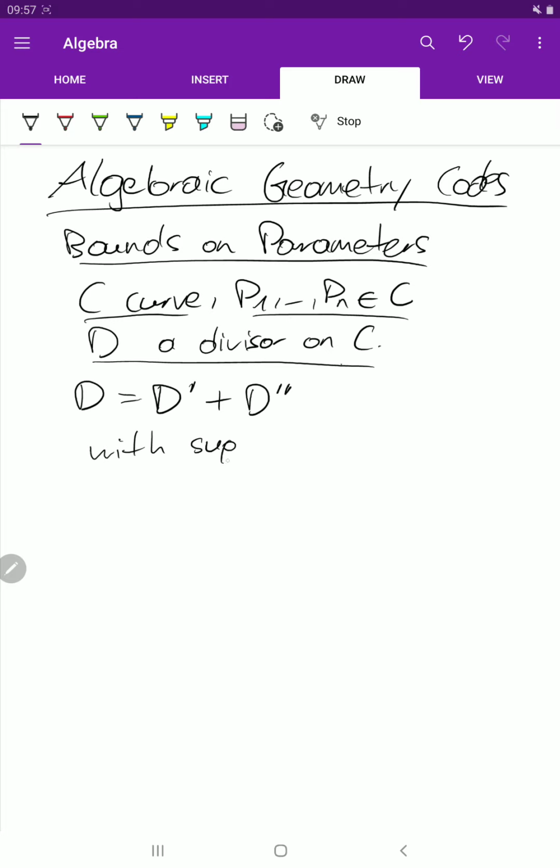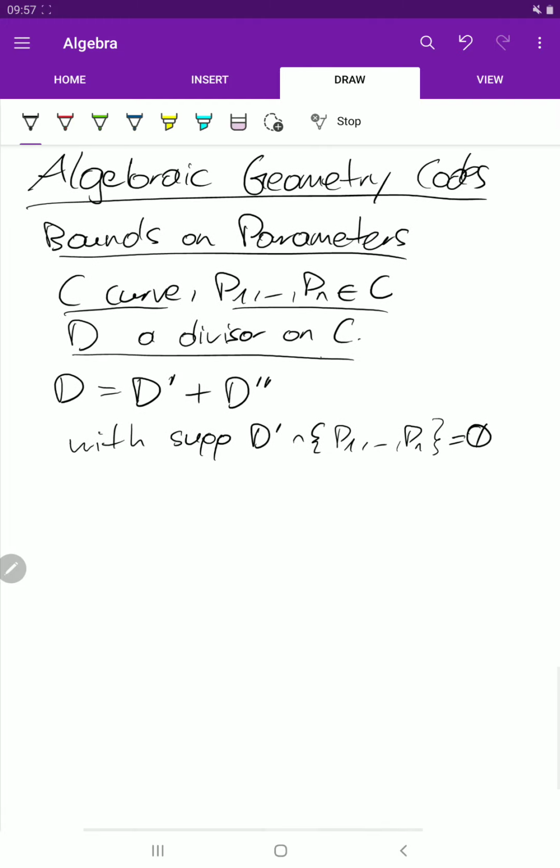we want that the support of D prime is disjoint from the points we've chosen before. These points are the ones where we're going to evaluate the functions. So we'll evaluate them on these points. And the second one is just some sum of b_i p_i, where the b_i's are integers.